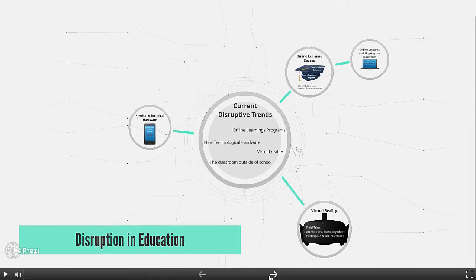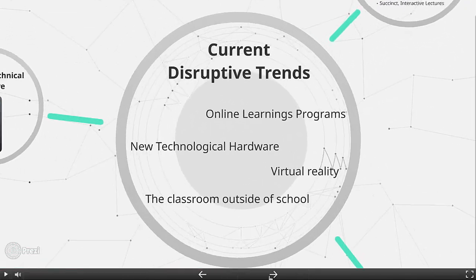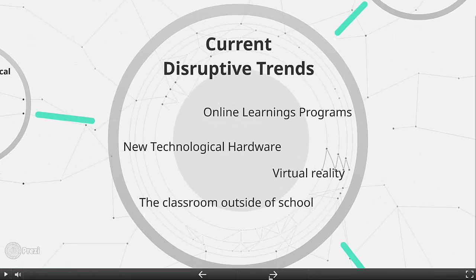Last week, we outlined the traditional education model. This week, we'll be looking into disruptive trends and how they are affecting it. Among those trends, we will be looking closely at online learning programs, the classroom outside of school, virtual reality, and new technological hardware.